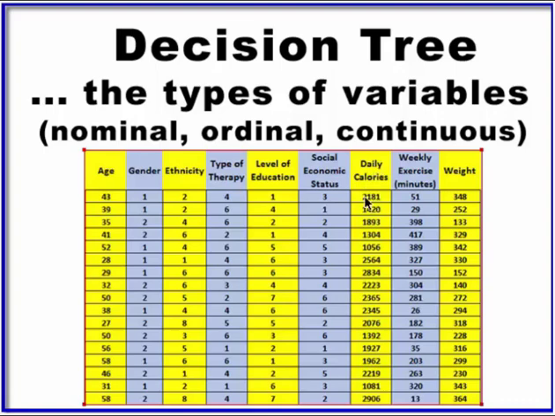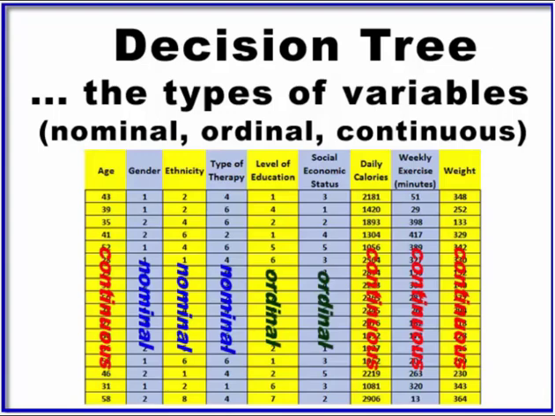Daily calories, those numbers are huge. So right off the bat, you should know that's continuous. Weekly exercise, same thing. These numbers are huge. These are continuous variables, and so is weight. So let's take a quick glance, see if I got them right. Bam. Yes. Continuous is age, daily calories, weekly exercise and weight.